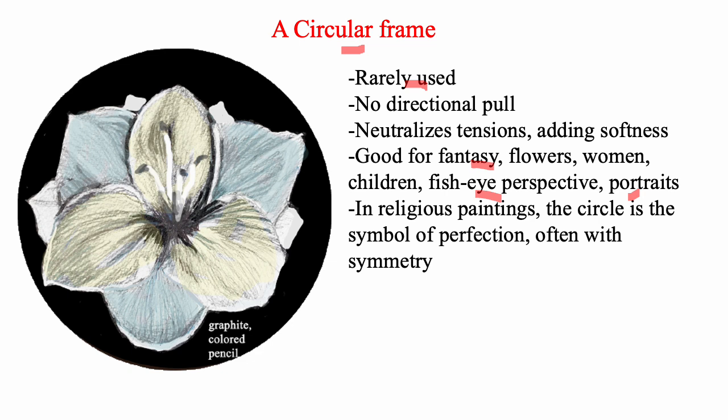It seems to encompass the subject without any indication that it continues beyond the frame, making the picture look compact and enclosed. And in religious paintings, the circle is the symbol of perfection and is associated often with symmetry and no directional pull, like a super being detached from earthly gravity.